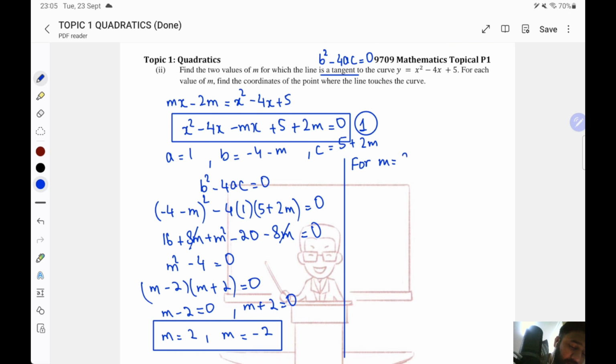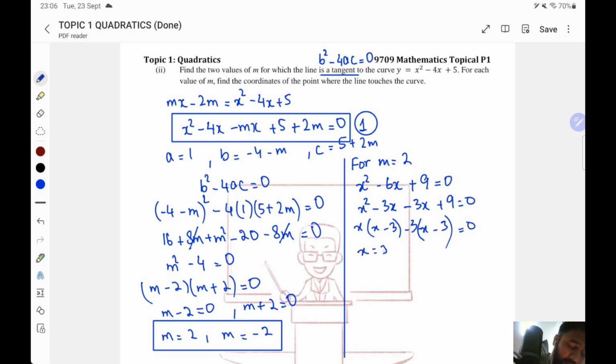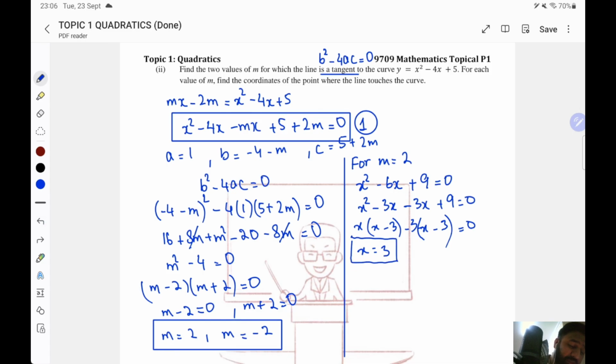For the value of m being positive 2, it will be x square minus 4 minus 2, which will make it minus 6x, plus 5 plus 4, 9, and it will be equal to 0. X square minus 3x minus 3x plus 9 equal to 0. If I simplify, it will be x minus 3 whole square, it is equal to 0. So from here we can have one value of x, which will be 3.